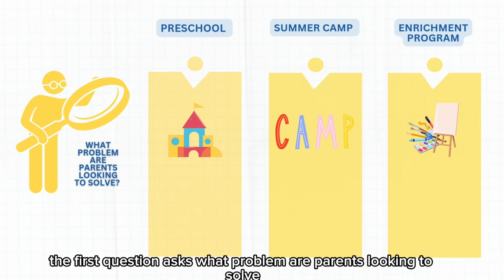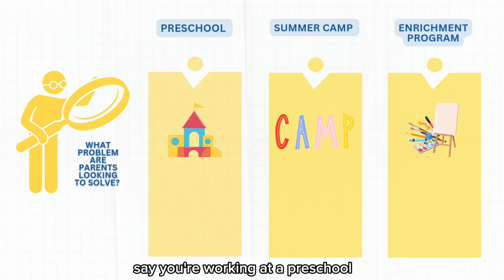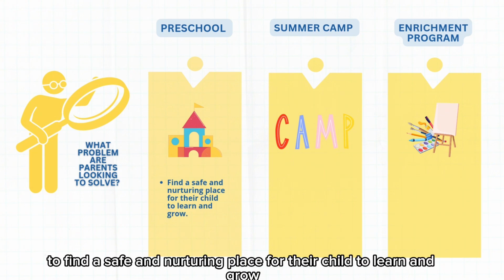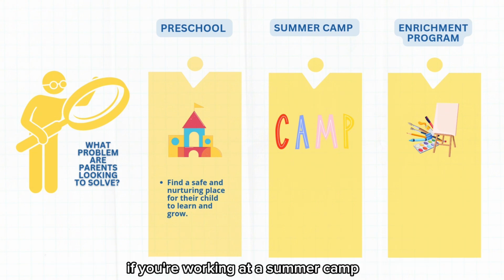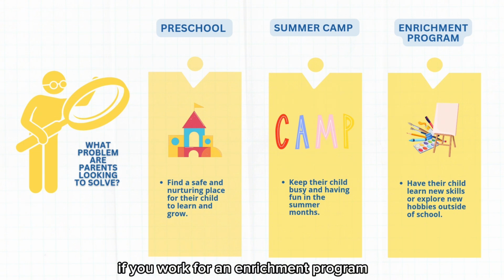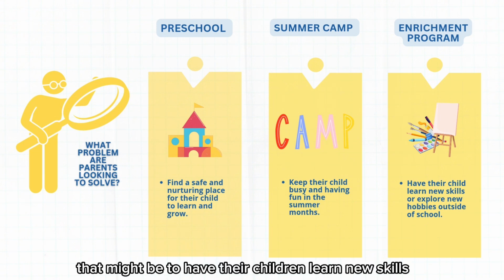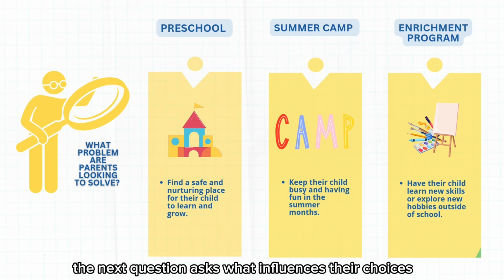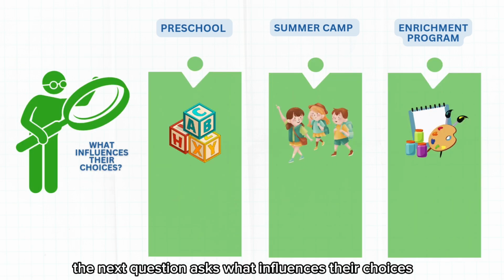The first question asks, what problem are parents looking to solve? Say you're working at a preschool, that would be to find a safe and nurturing place for their child to learn and grow. If you're working at a summer camp, that could be to keep their child busy and having fun in the summer months. If you work for an enrichment program, that might be to have their children learn new skills or explore new hobbies outside of school.